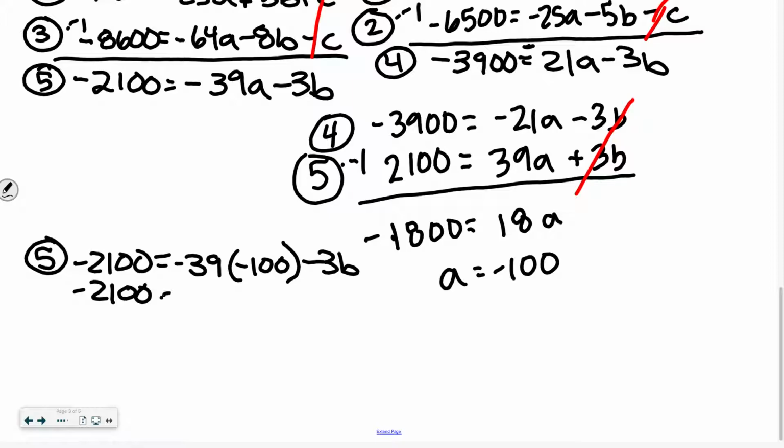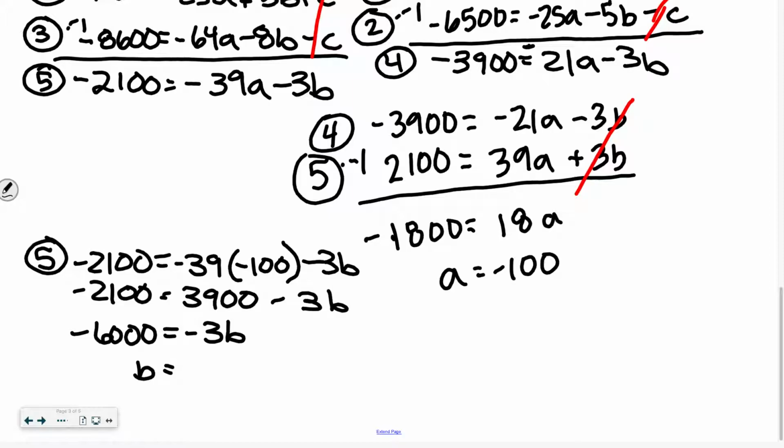Negative 2100 equals 3900 minus 3b. Let's see, I gotta subtract. So that's gonna get me to negative 6000 equals negative 3b. And b equals 2000. Anybody else getting that? Yeah. Okay, got some seconds there.